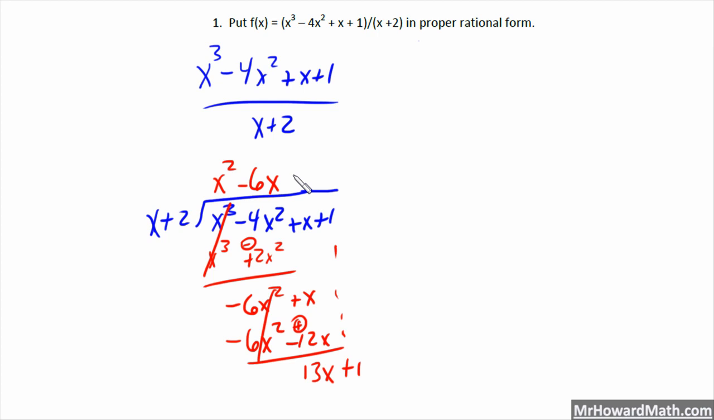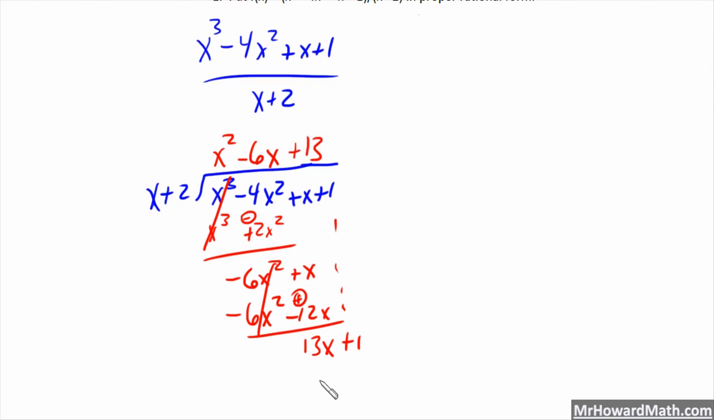Bring down the plus 1. So what times x gives me 13x? That's plus 13. So that's 13x there, and plus 26. 13 times 2 is plus 26, positive 26. Subtract that. 1 minus 26, negative 25. Nothing left to bring down, so this is my remainder. So minus 25 over the quantity x plus 2.